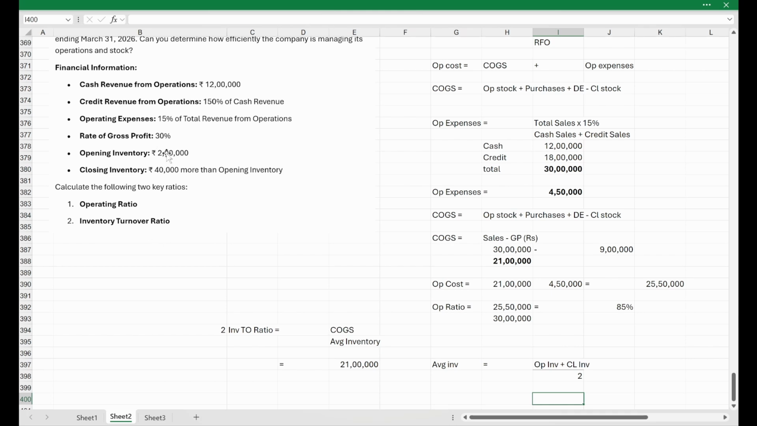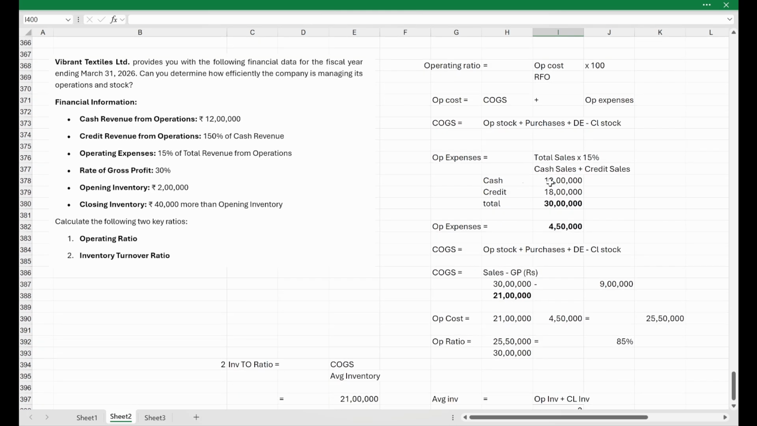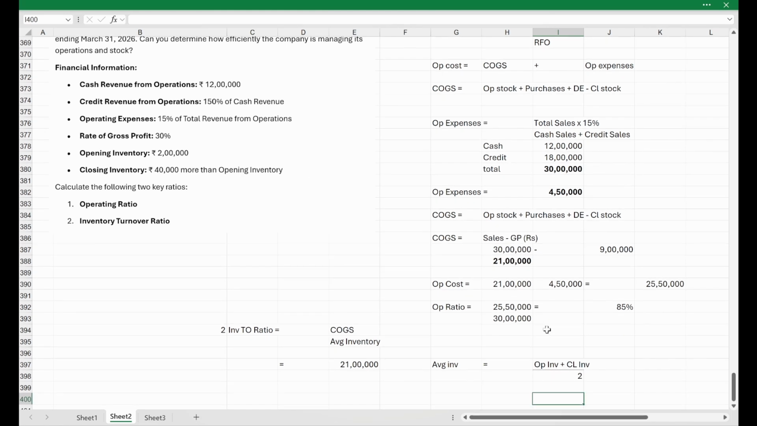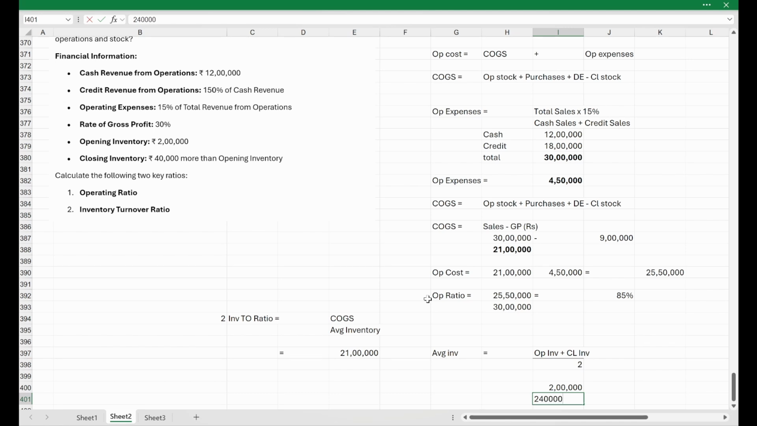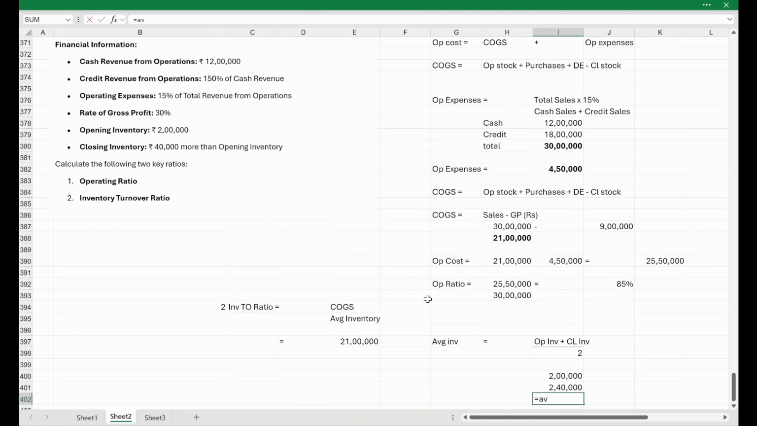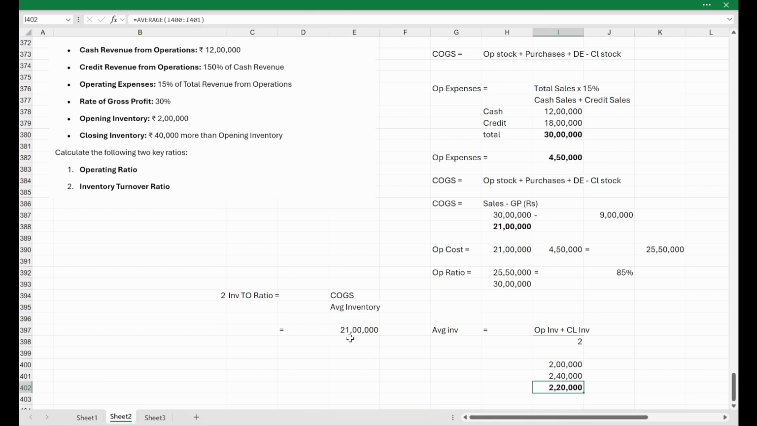Therefore, opening inventory will be how much? Opening inventory was 2 lakhs. Closing inventory was 40,000 more than opening inventory. So opening inventory of 2 lakhs and closing inventory of 2,40,000. The average is 2,20,000. Now if you divide the both, you will get the answer 9.55 times. This is your inventory turnover ratio.